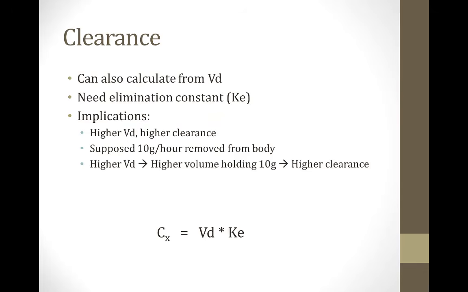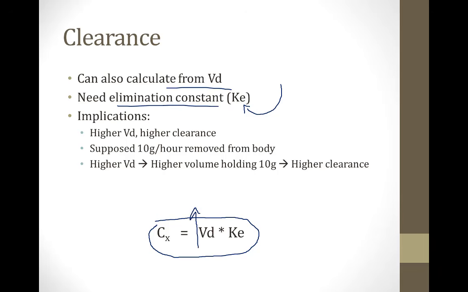You can also calculate the clearance if you know the volume of distribution, but in order to do this, you need to know something about the drug called the elimination constant, K sub E, and the elimination constant represents how quickly the kidneys clear a volume of plasma of the drug. So if you know that constant, then the clearance of drug X will be equal to the volume of distribution times the elimination constant. Now, this equation sometimes confuses students because it implies that the larger your volume of distribution, the more the kidneys clear the drug. And that should make sense to you if you think about what the volume of distribution means.